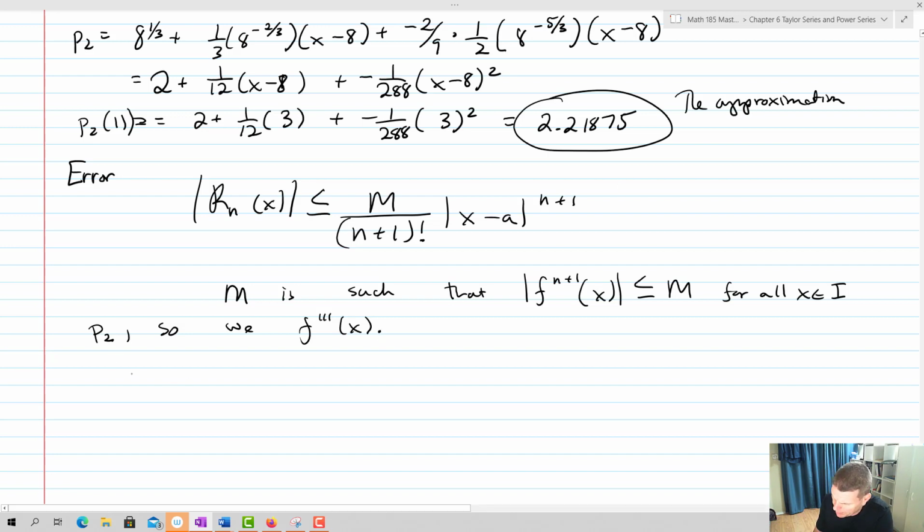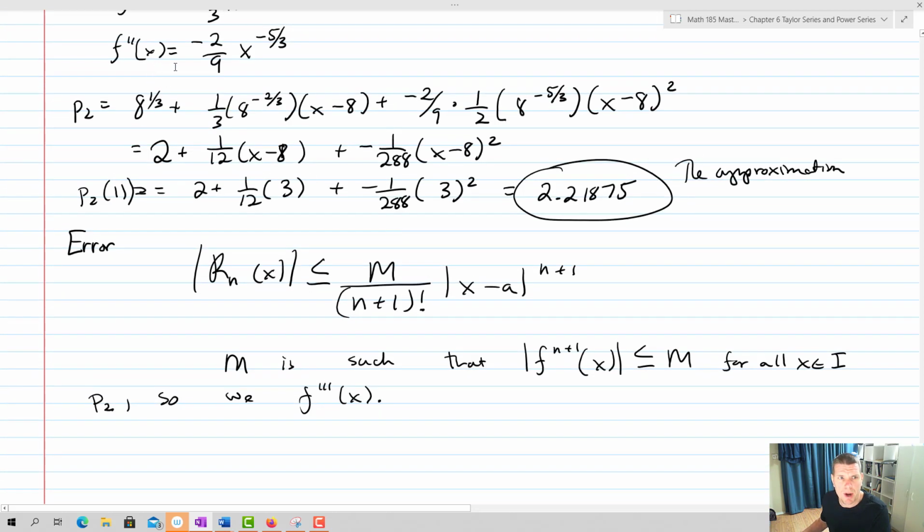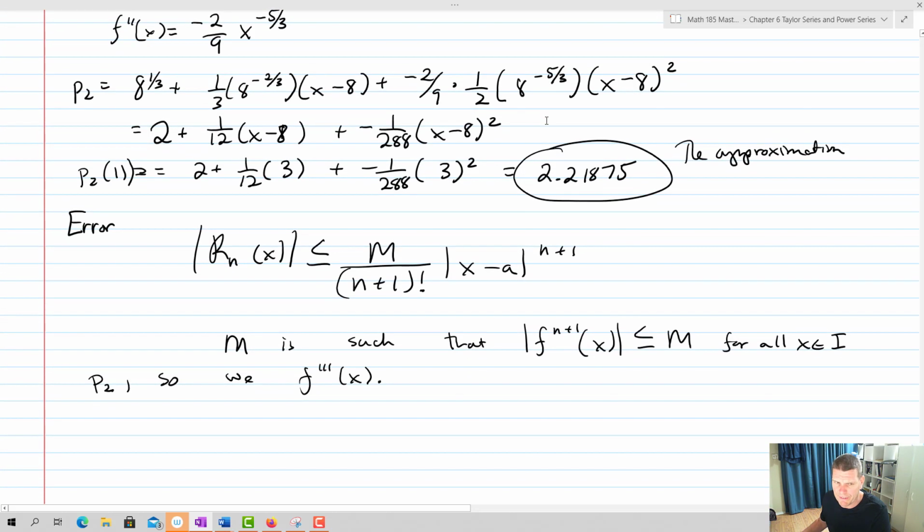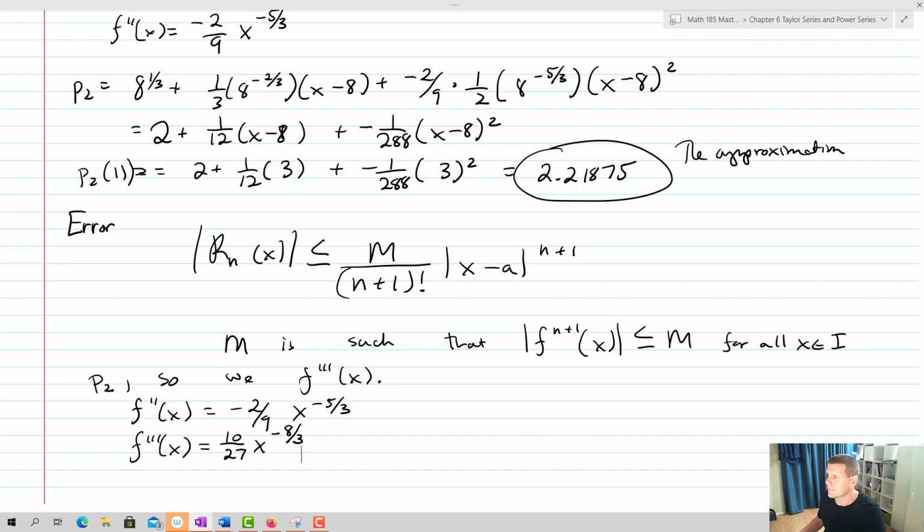So f triple prime, well, what we had before, if we look up here, f double prime was negative 2/9 x to the negative 5/3. So f triple prime of x is going to equal 10 over 27 x to the negative 8/3.